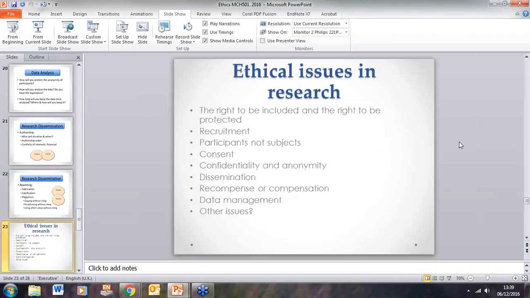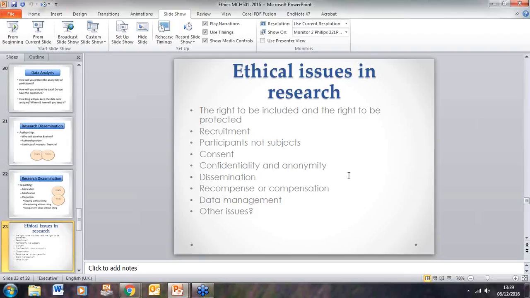So, ethical issues: we've talked about the right to be included and the right to be protected. We've looked a little bit about recruitment, participants, not subjects. We've talked about consent. We've talked about confidentiality and anonymity. You should never be able to determine who and where you're reading about when you're looking at research findings. We've talked about dissemination, recompense, and compensation.